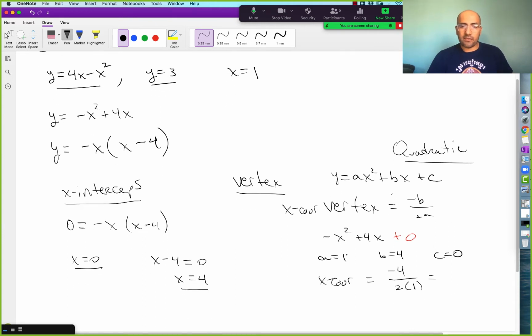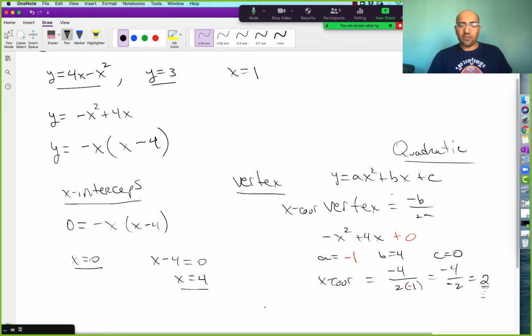Oh, the a is a negative 1. Oops. Correction here. The a is a negative 1, not a 1. That's important because I need them to cancel. So that'll be negative 4 divided by negative 2, which gives us positive 2. Okay, the x-coordinate of my vertex is a positive 2.